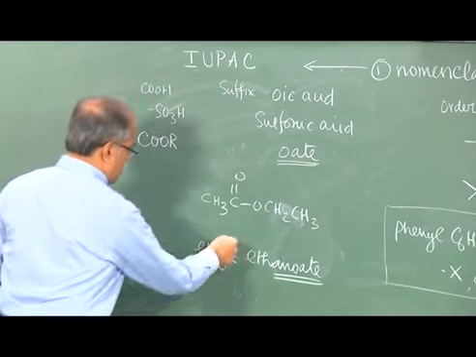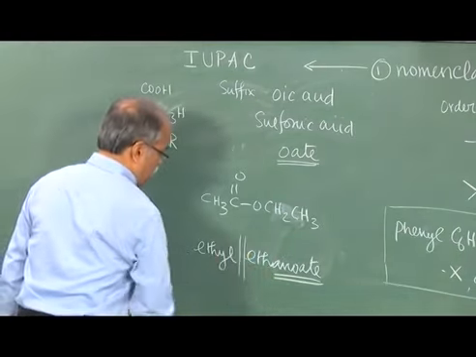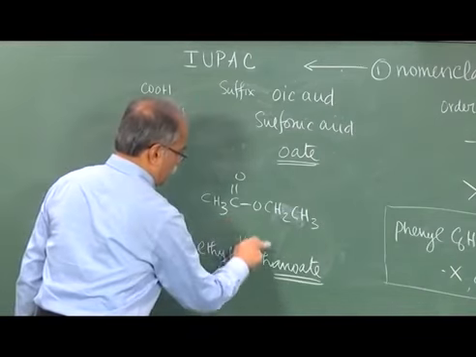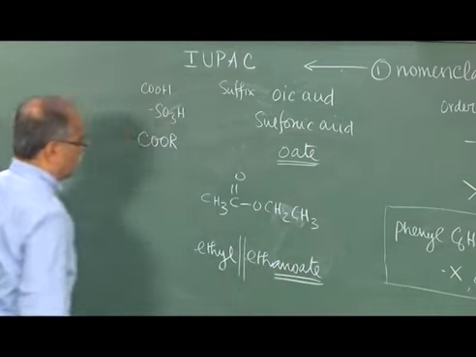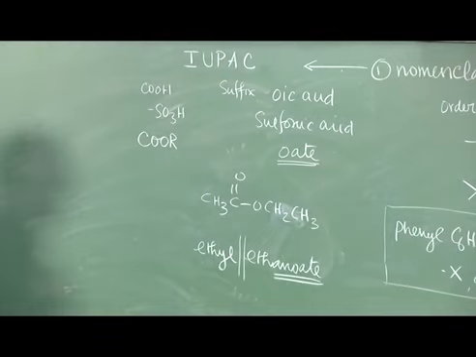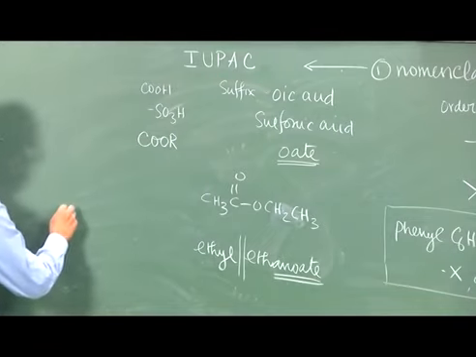So, the alcohol portion is given first, a space is given, and the carboxylic acid portion is mentioned as "ate". So, ethyl ethanoate is the name of this compound.